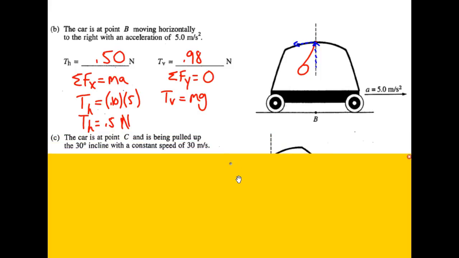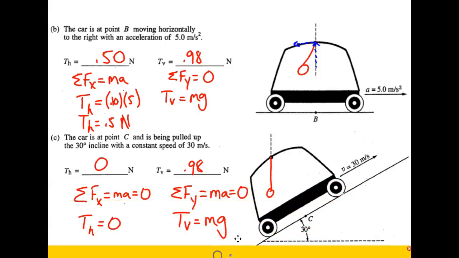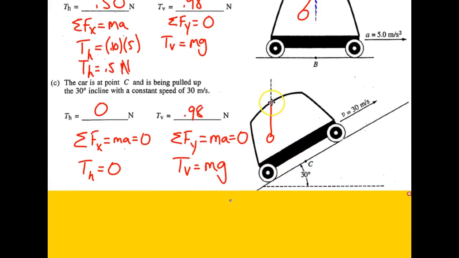C, the car, at point C, is being pulled up the 30-degree incline with constant speed of 30 meters per second. Well, if it's moving at constant speed, that means the ball is just going to be hanging straight down because it's not accelerating. So if it's hanging straight down, there is no horizontal component of tension, so that's 0. And the vertical component of the tension will be equal to the weight, 0.98 newtons.